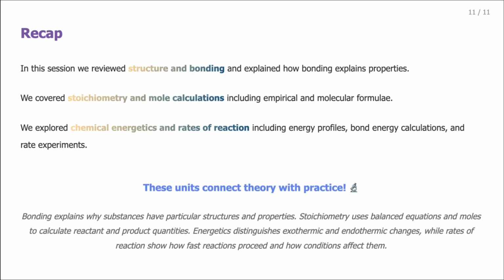To recap, we studied three key areas. Bonding explains why substances have particular structures and properties. Stoichiometry uses balanced equations and moles to calculate reactant and product quantities. Energetics distinguishes exothermic and endothermic reactions, while rates of reaction show how fast reactions proceed and how conditions affect them. Together, these units connect theory with practice.